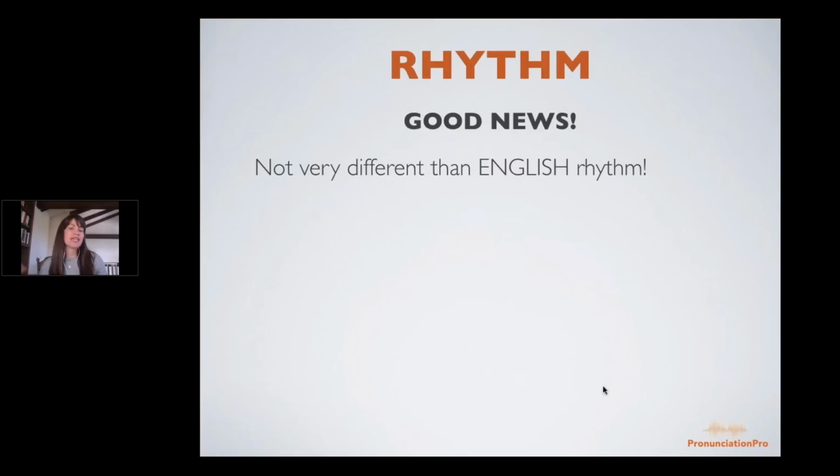The good news for Spanish speakers is that the rhythm in Spanish is very similar to English in the way that we link and connect words together, in the stressed and unstressed pattern of words and sentences, in the way that we emphasize or stress keywords. The intonation pattern is very similar. So you're not having to completely reinvent the rhythm when you are speaking in English. So that's the good news.